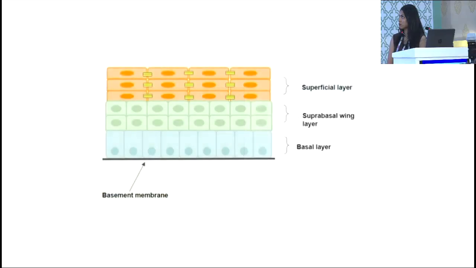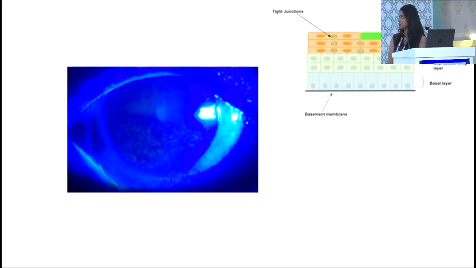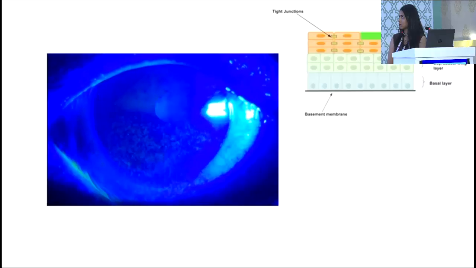In scattered damage to the superficial epithelial cells with loss of tight junctions, these cells may undergo apoptosis or desquamation, resulting in focal uptake of fluorescein. The staining appears as multiple small dot-like areas, each representing the site of superficial cell loss or disruption. These are what we call superficial punctate keratitis.